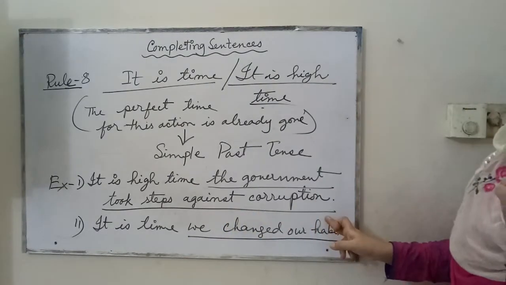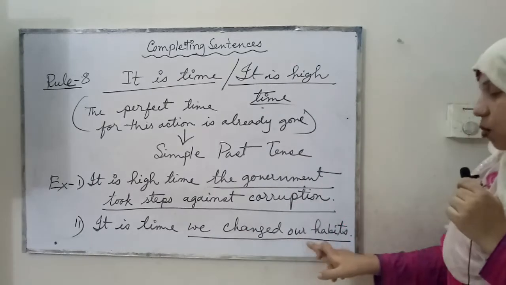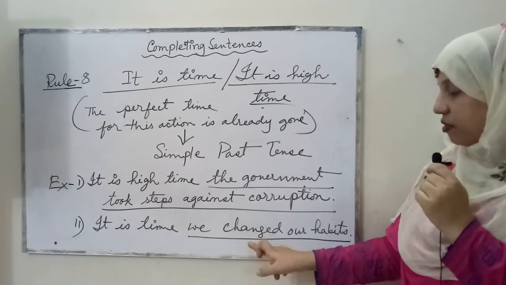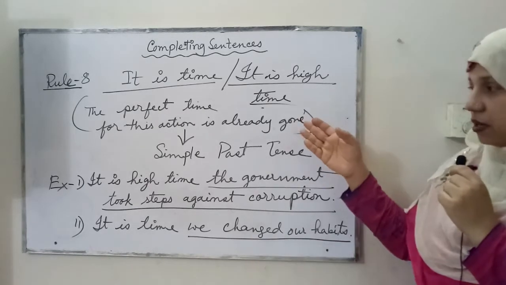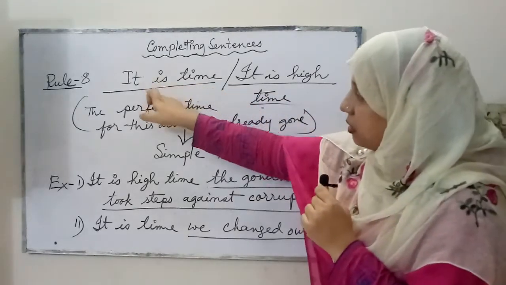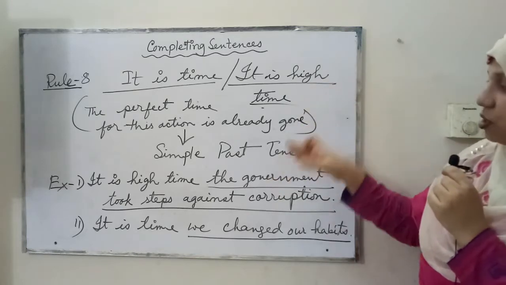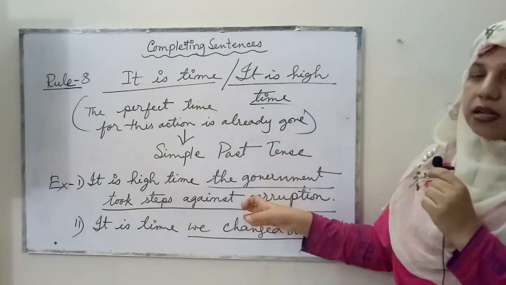Let's see another example. It is time we changed our habits. Here, the simple past tense of the verb change has been used. So, it's clear that with it is time or it is high time, in this type of sentence we have to use simple past tense in the next clause.